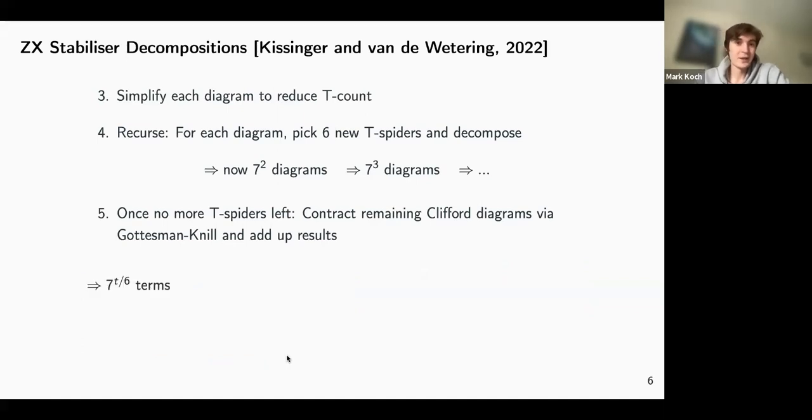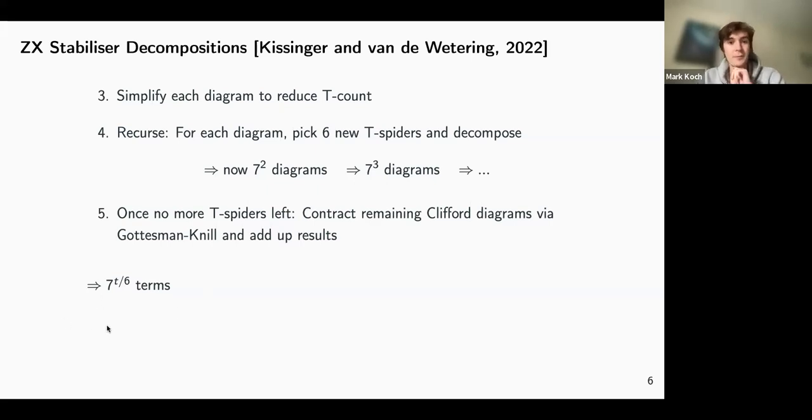Okay, so I think it's fairly easy to see that if you keep doing this, you will end up with 7 to the T over 6 terms overall. So the interesting thing here is that the runtime is exponential in the number of T gates that you had in your initial circuit. This is very different from state vector approaches or tensor network approaches, where the runtime is exponential in the number of qubits or in the amount of entanglement in your circuit. So here, this is very different behavior from other simulation methods.